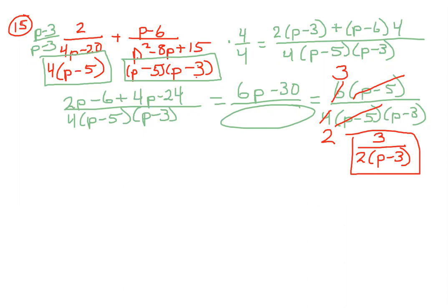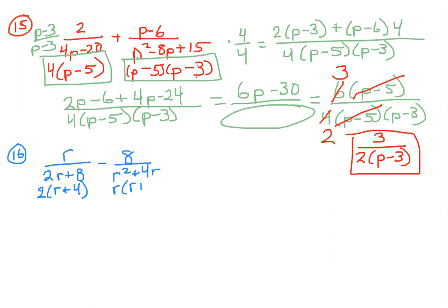Okay, one more. Let's see if we can do this one. r over 2r plus 8 minus 8 over r squared plus 4r. First step, factor the denominators. This first denominator becomes, we're going to factor out a 2. So it's 2 times (r plus 4). The second one, we're going to factor out an r. So it's r times (r plus 4). So they both already have an r plus 4.